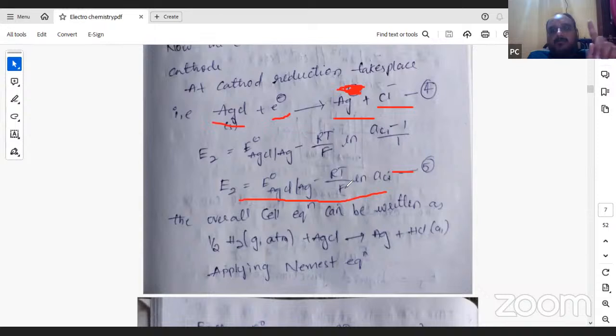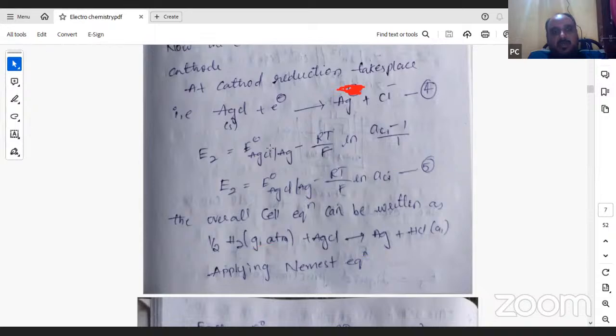That is one method. One method means by combining E1 and E2 we get the overall cell EMF. The other method is by considering the overall cell reaction. So this is the overall cell reaction, that is half H2 gas atmosphere plus silver chloride gives rise to silver plus HCl, with activity a1 of HCl. The Nernst equation is applied to this overall equation. So therefore, we can get the EMF of chemical cells without transference, right?